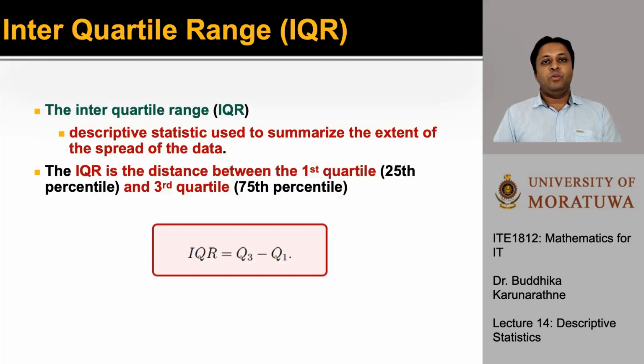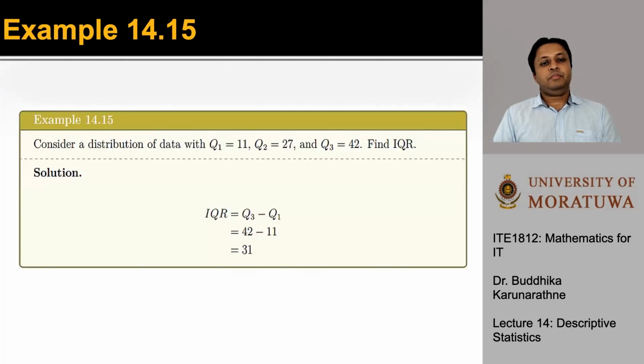So now, since we know what the quartiles mean, we can define the interquartile range, IQR. This is also a descriptive statistic used to summarize the extent of the spread of the data. How do we calculate it? It is pretty straightforward. It is the distance between the first quartile and the third quartile. The first quartile is the 25th percentile, and the third quartile is the 75th percentile. So IQR is the difference between Q3 and Q1, Q3 minus Q1. One more example. You are given a distribution of data where the first quartile Q1 is 11, the second quartile is 27, and Q3 is 42. How do you find the IQR? Same, very simple: Q3 minus Q1, which gives you 31 in this case.